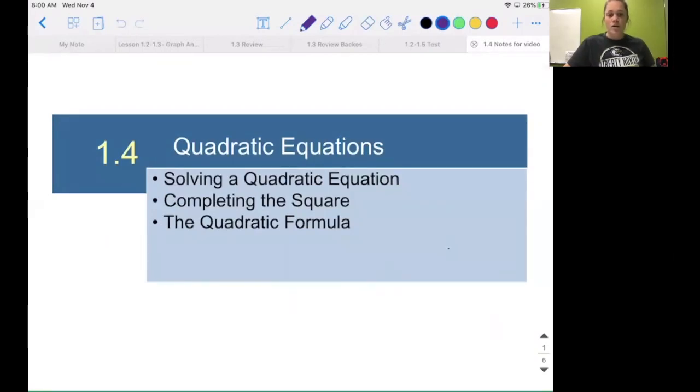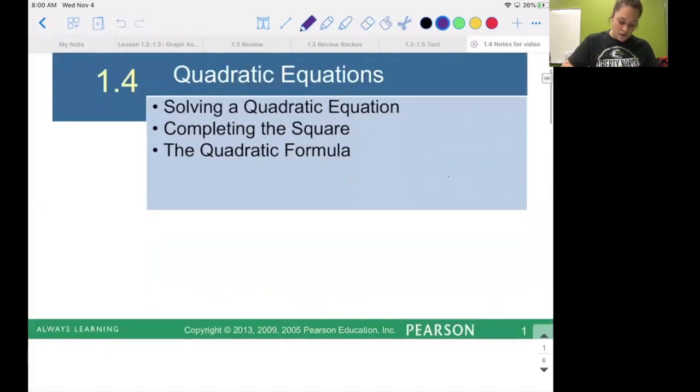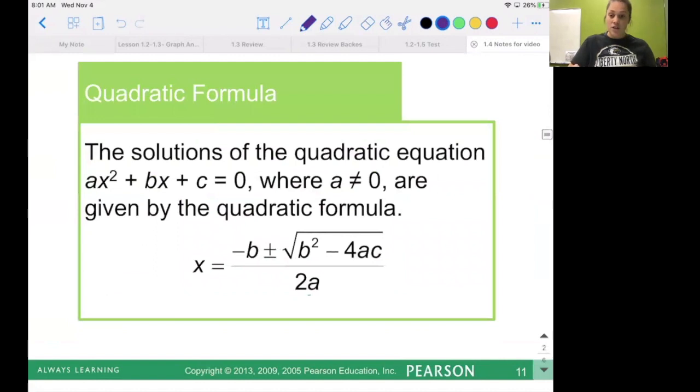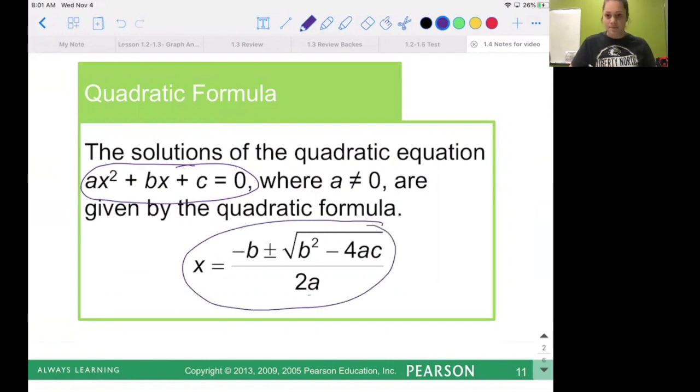Section 1.4, Quadratic Equations. In this part of 1.4, we are going to solve using the quadratic formula. The first thing you need to do when using the quadratic formula is get your equation in standard form. That way you can identify what values A, B, and C are. Then you're going to plug them into the quadratic formula and evaluate.